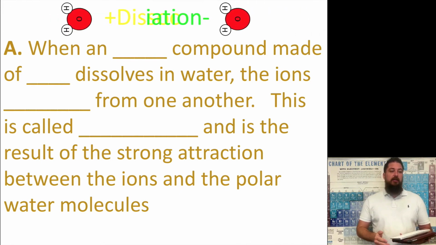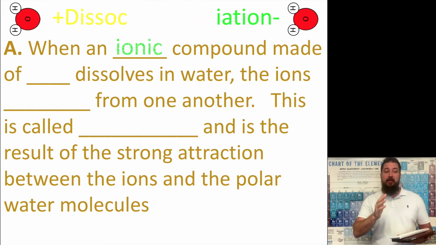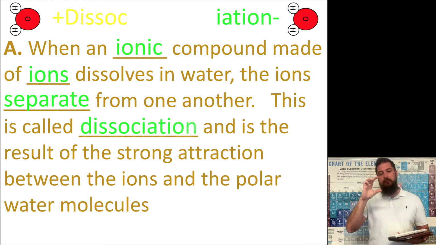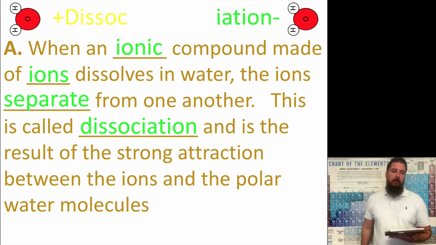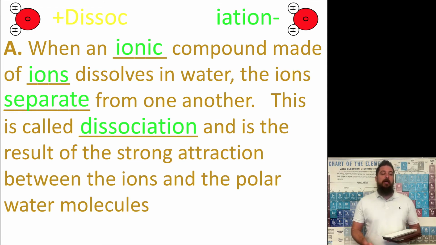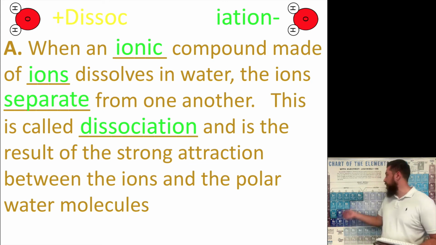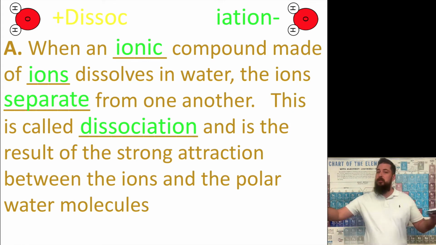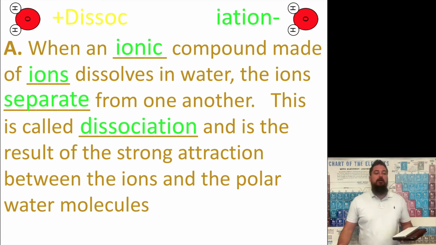Now look at the negative anion. Notice how the partially positive hydrogens are attracted to that negative ion. So when an ionic compound, which is made of ions, dissolves in water, the ions separate from each other. When we think about sodium chloride, sodium is a positive cation, chloride is a negative anion. They actually separate from each other, and they are floating around in solution. And this is called dissociation.